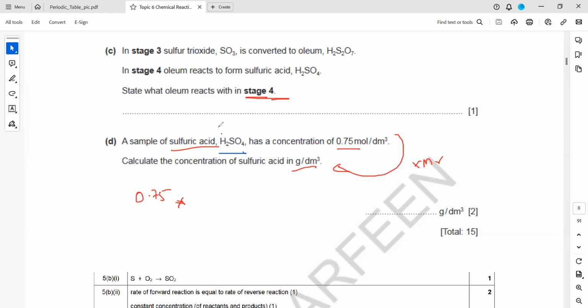The hydrogen is 1 multiplied by 2, plus sulfur is 32, plus oxygen is 16 times 4. So 16 into 4 is 64, plus 32 makes 96, and 96 plus 2 makes 98. So we multiply this by 98, and we get 73.5 grams.